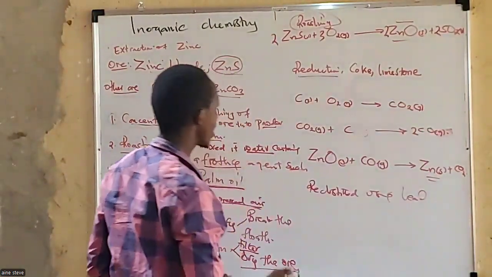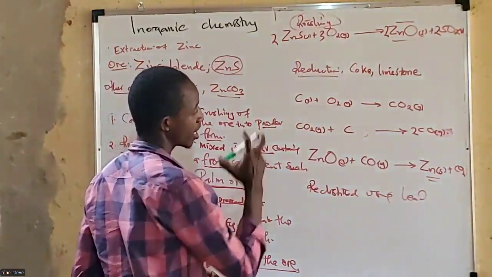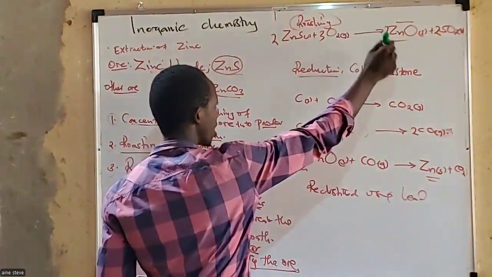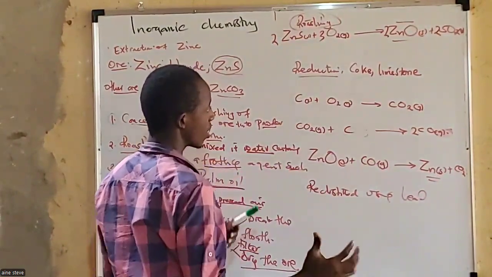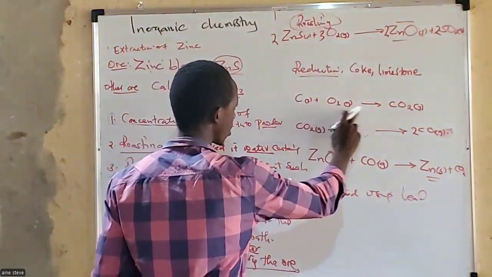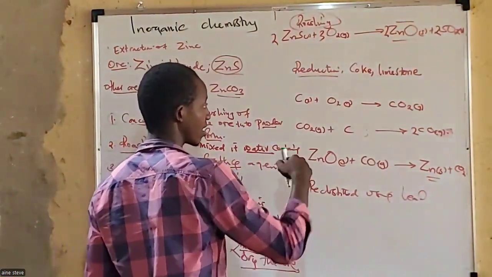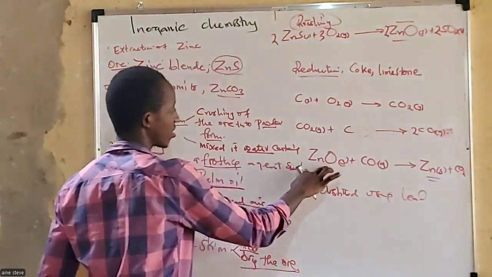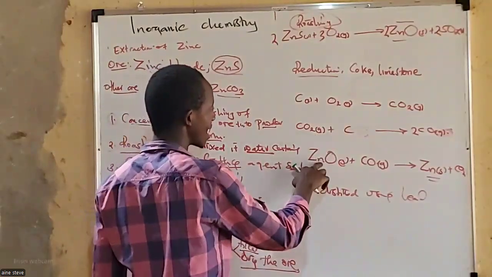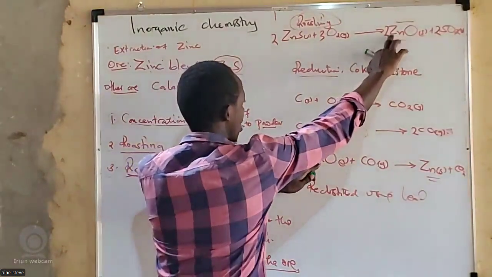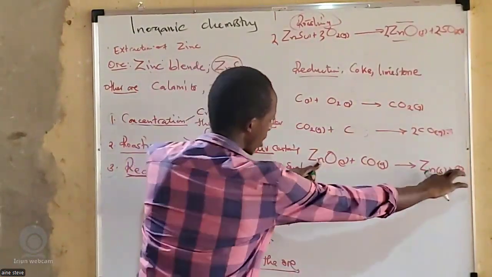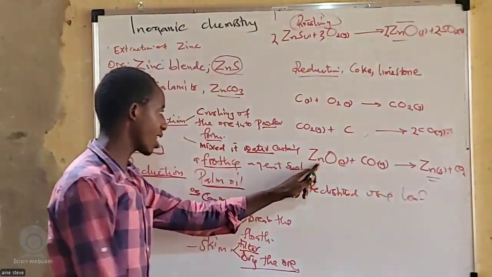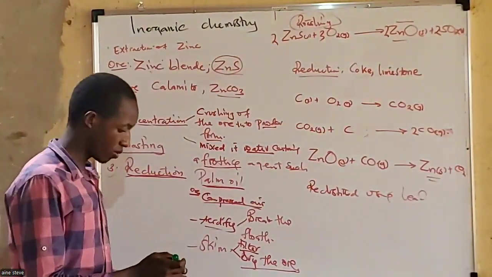Then reduction, we need to generate a reducing agent. This reduction occurs in the blast furnace, where you have to feed in coke and limestone, whereby hot air from the bottom of the furnace reacts with carbon to give us carbon dioxide. The carbon dioxide is reduced by excess coke to give us carbon monoxide, which later on reduces the zinc oxide obtained from the roasting stage to give us zinc metal and carbon dioxide. Yeah, so this is redistilled using lead. So that is basically the extraction of zinc.